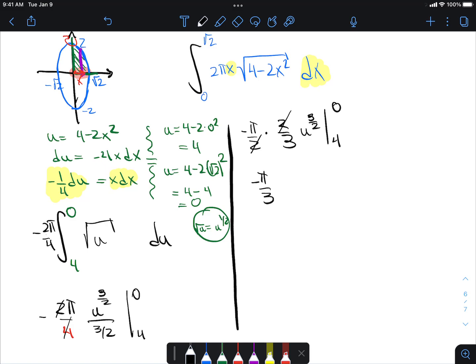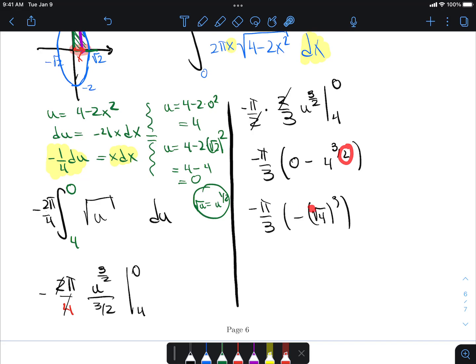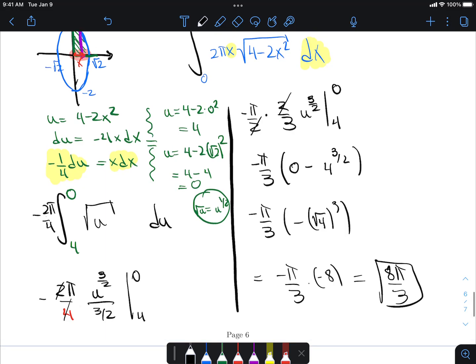So pi over 3. So I will plug in 0 into this guy. And 0 to the 3/2, that is just 0, minus 4 to the 3/2, that is the same as root 4 cubed. Right? Square root, right? Because this 2 turns into a square root. And the final answer is 2 cubed, which is 8. So the answer is 8 pi over 3. Positive because the minus signs cancel out.